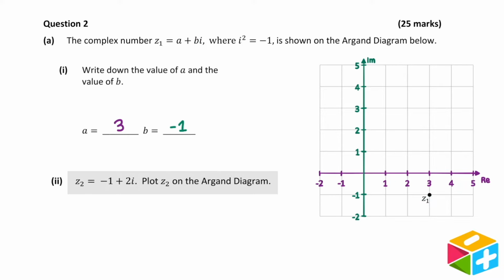In part 2, we're told that z2 is equal to minus 1 plus 2i, and we're asked to plot z2 on the Argand diagram. z2 has a real component of minus 1 and an imaginary component of plus 2. To plot it, we go to the coordinates (minus 1, 2).